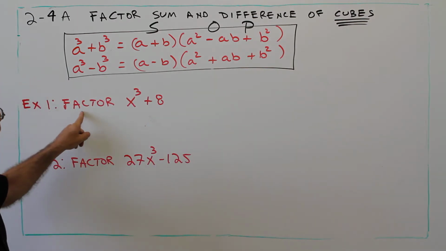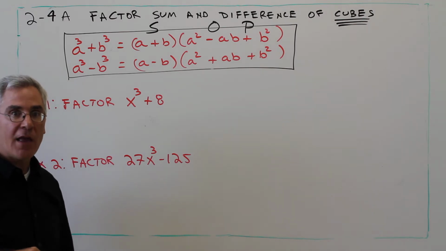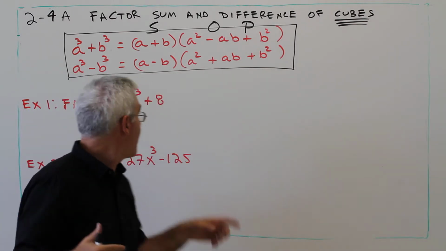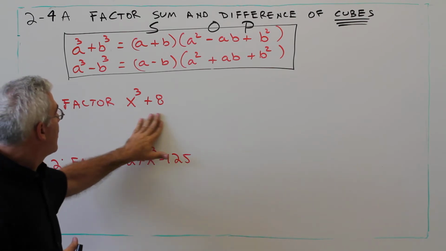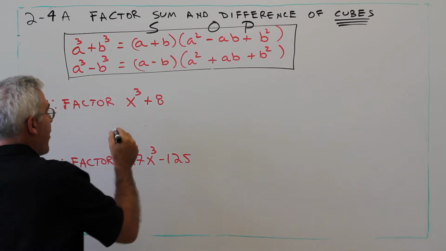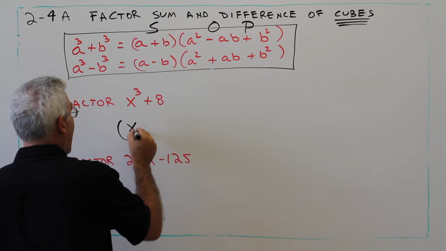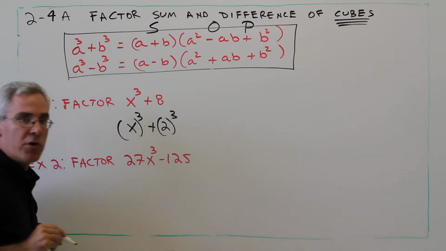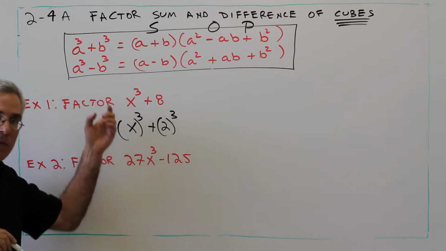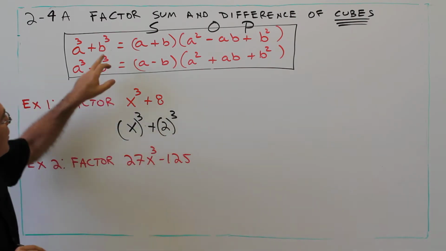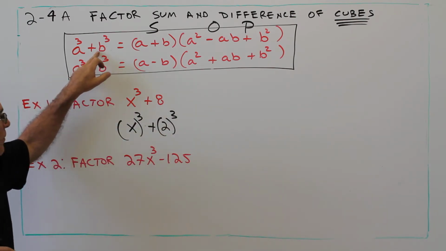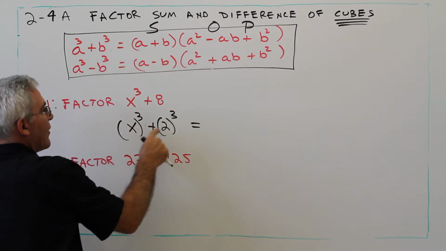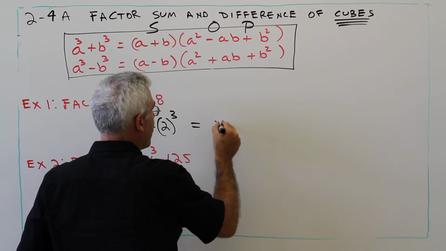First example, factor x cubed plus 8. Step 1 is to recognize that you've got a sum of cubes. And what I have my students do is rewrite it as follows. x cubed plus 2 cubed. Once you've got something cubed plus something cubed, just go to this template right here. Okay, so it's going to be inside stuff plus inside stuff.